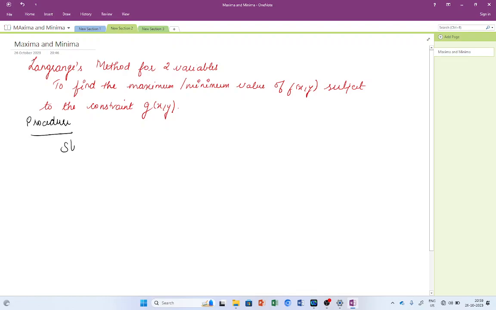So step 1: you have to first write your capital F(x, y). You are given your small f(x, y) and g(x, y). With that, you are going to write your capital F(x, y). So how do you write this? You have to write f(x, y) plus lambda into g(x, y). So you have to combine your small f and small g, and you have to write this function. Next, step 2, you have to find the first derivative with respect to x and with respect to y.